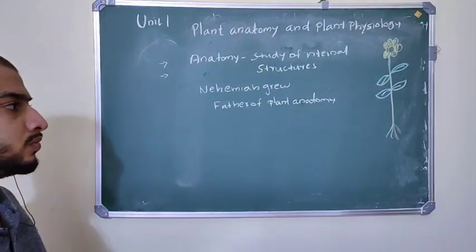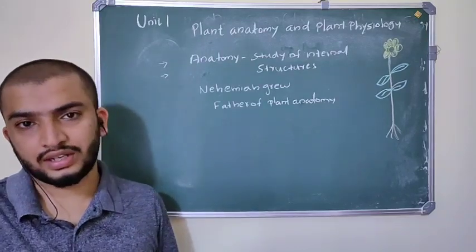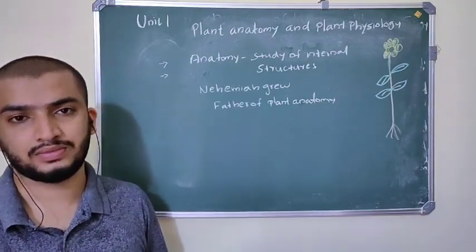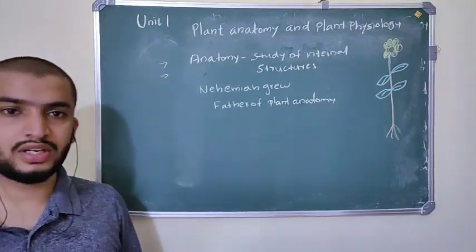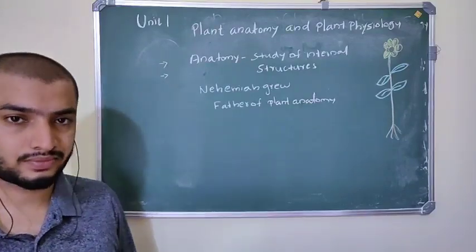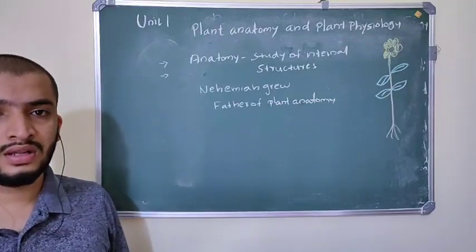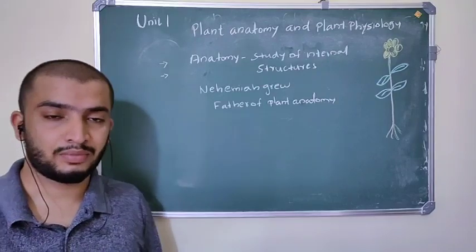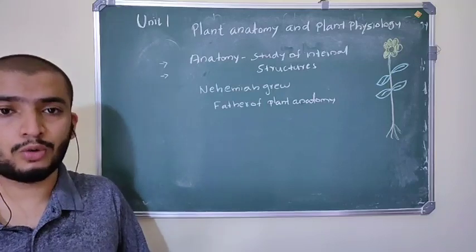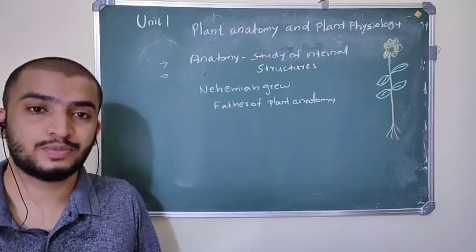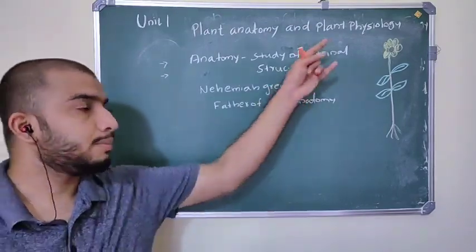In this chapter we will deal with the different types of tissue systems found in plants, and what is the internal structure of root, what is the internal structure of stem, what is the internal structure of leaf. All these portions come under plant anatomy. Then we will study photosynthesis and the structure of chloroplast, and cellular respiration and the structure of mitochondria. All these headings come under plant physiology.